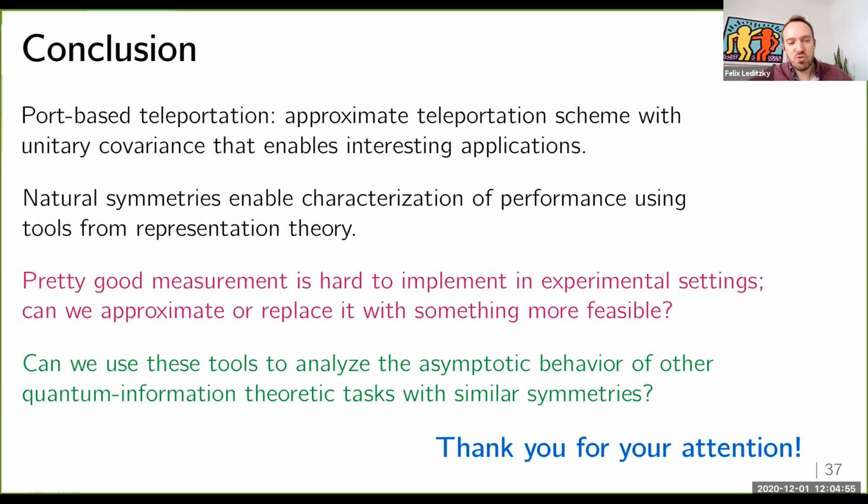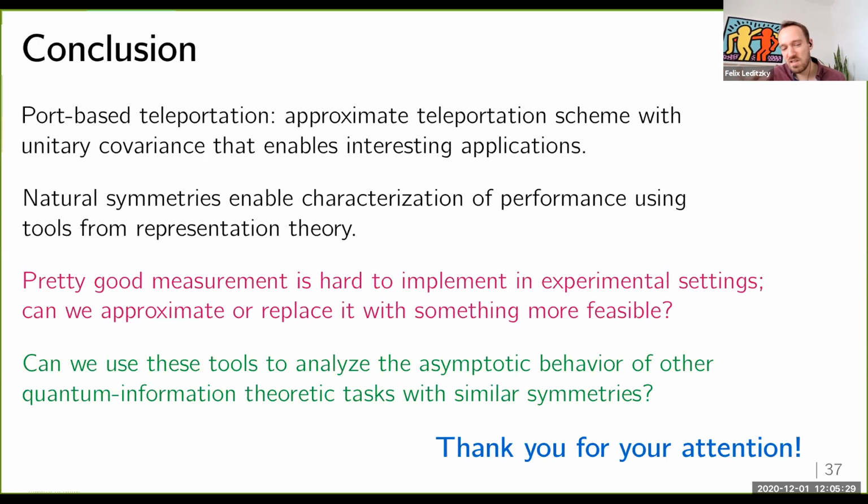And then two very natural questions. One, because that's what experimentalists usually ask when they see the pretty good measurement, they're usually like, okay, this involves all the qubits. This is very hard to do. Do you have something that's easier for us to do? So a very nice question is, can we somehow approximate or replace the pretty good measurement with something that is feasible in a sense that it only affects a certain fixed number of qubits, for example? Or you could do something adaptive maybe.